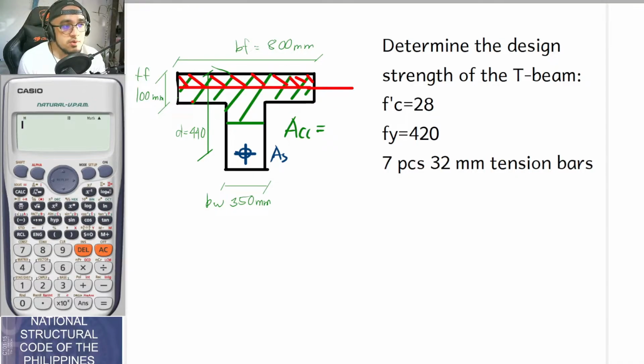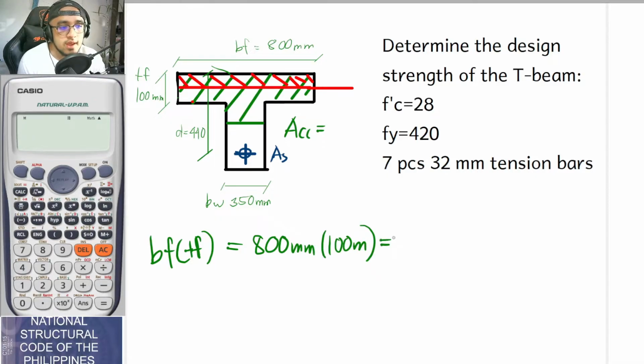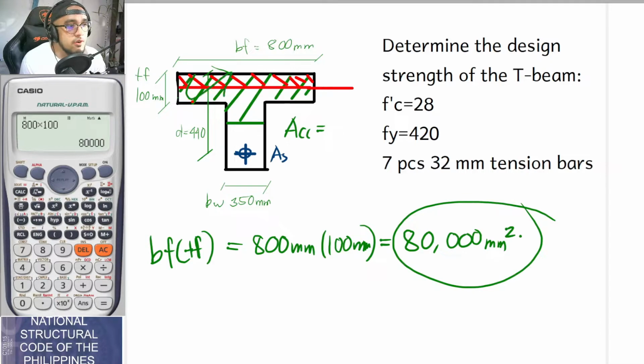Okay, so for us to do that, what we will be doing is getting the area of our flange, so bf times tf, and comparing it with, of course, the required compressive area. So, gawin na lang natin para di sayang oras. The value of bf times tf is equal to 800 millimeters times 100 millimeters, which is 80,000 millimeter squared. So this is the area of our whole flange.